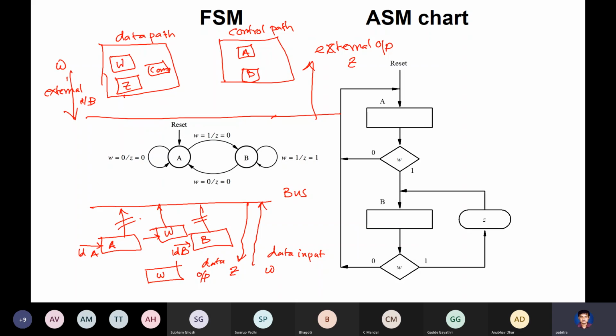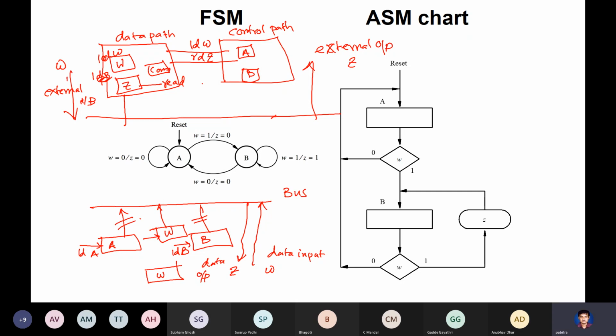So now there are connections. There are load W, load Z, or actually for Z I don't need to load, I need read Z, and load W. And these are my interconnects, the interface between the data path and the control path. So my interface would be load W, read Z. Anything else? Any other interconnect I need between my data path and control path?